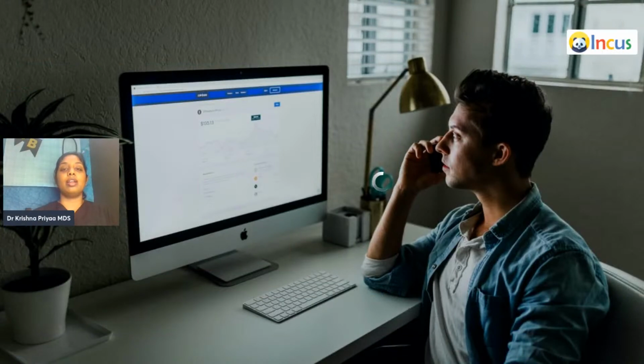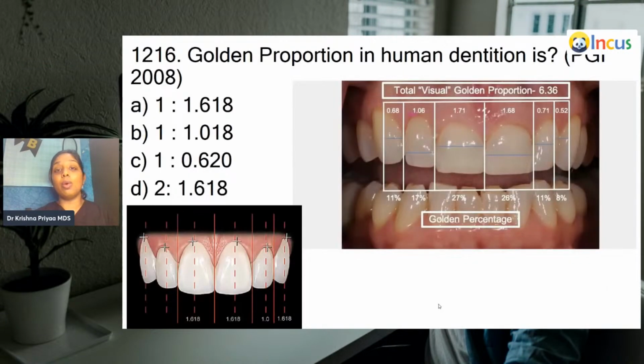So we'll proceed now to mini and micro aesthetics. Okay. So first question will be associated with the golden proportion. So what do you mean by golden proportion?